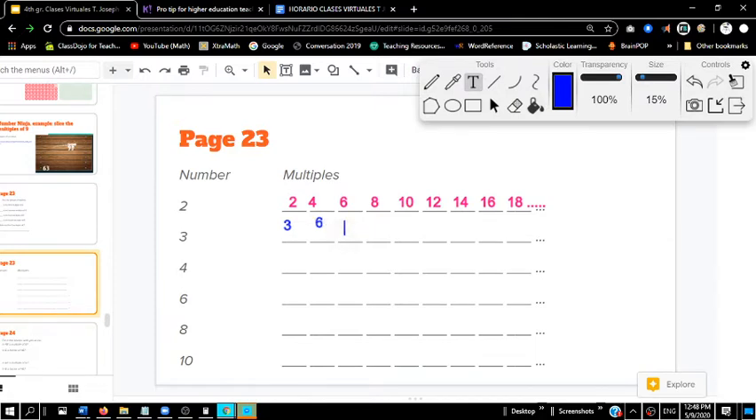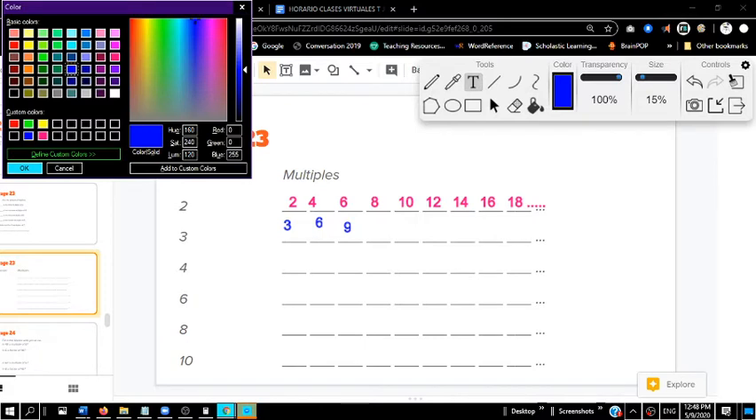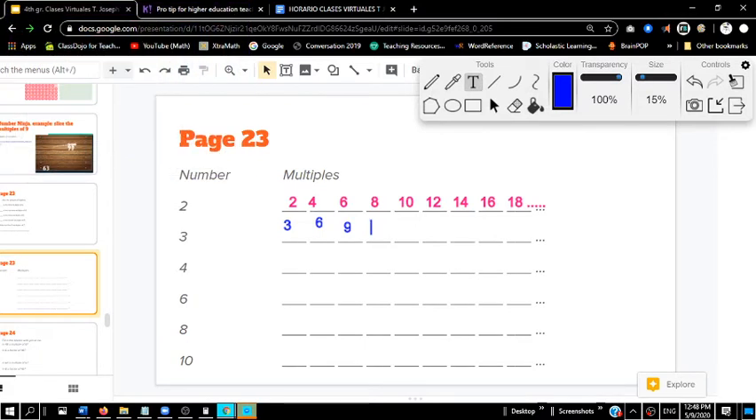3 times 3 is 9. 3 times 4 is 12. 3 times 5 is 15. 3 times 6 is 18. 3 times 7 is 21. 3 times 8 is, where are we? 3 times 7 is 21. 3 times 8 is 24. Okay, and we can continue. 27. It just goes on forever and ever and ever.